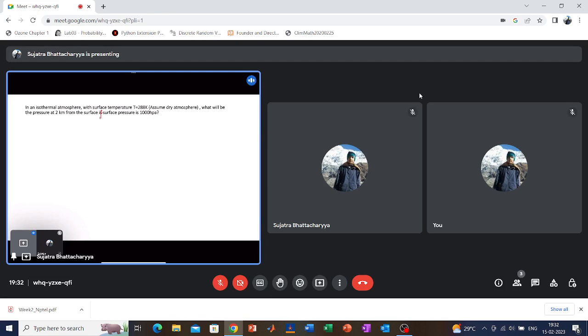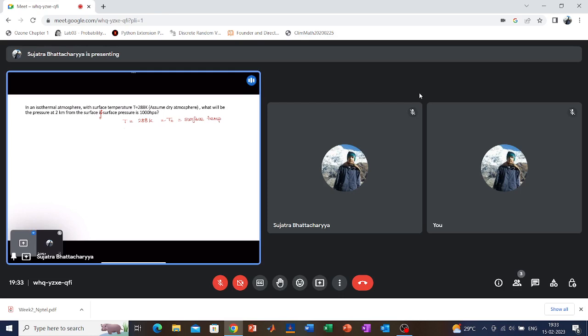What is given to me? It is given to me that T is equal to 288 Kelvin, and it is an isothermal atmosphere, so that will be nothing but equal to T naught, the surface temperature. Fine, you just write T is equal to 288 Kelvin. Given it is a dry atmosphere, but right now let us not focus on the dry atmosphere.